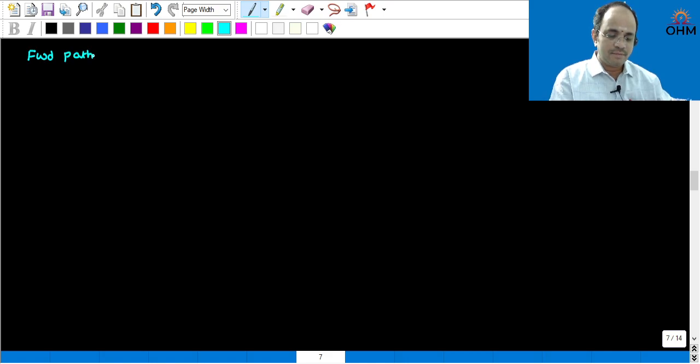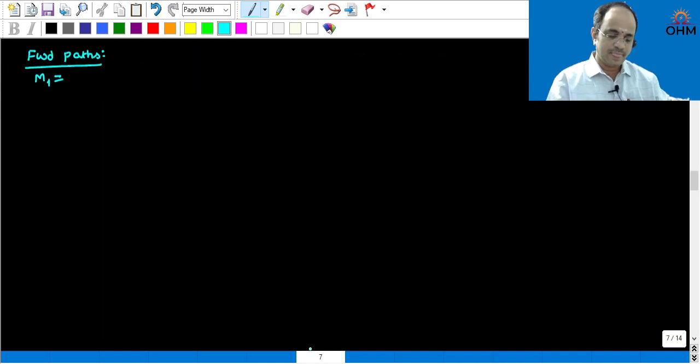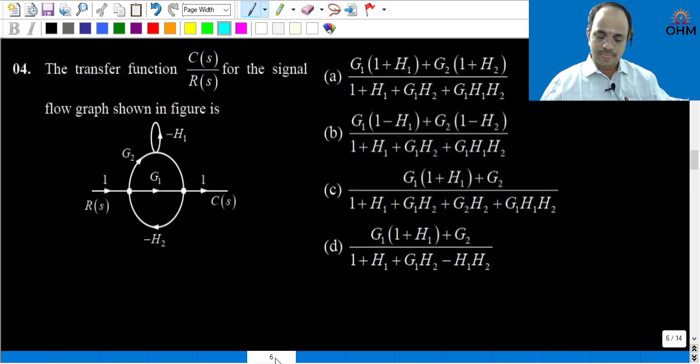Now, whenever any signal flow graph is given, the first step you have to identify forward paths. First forward path M1 is equal to, now you can say directly 1 into G1 into 1. Therefore, I can simply write it is G1, and corresponding delta 1 minus, you need to take a loop which is not part of the first forward path. Therefore, that will be minus H1.